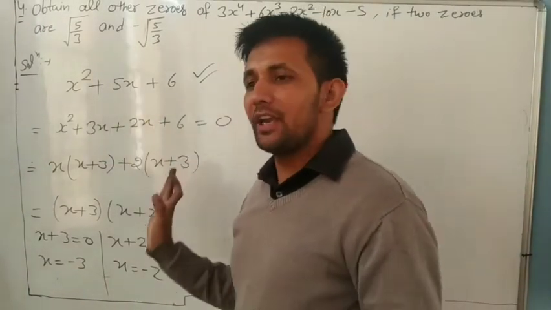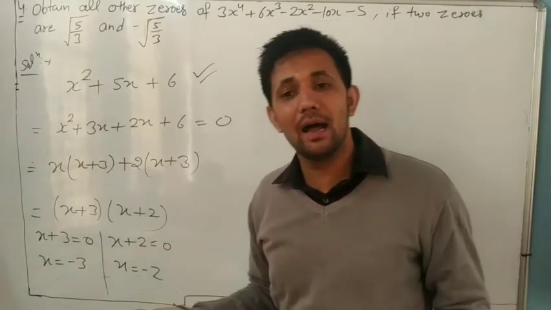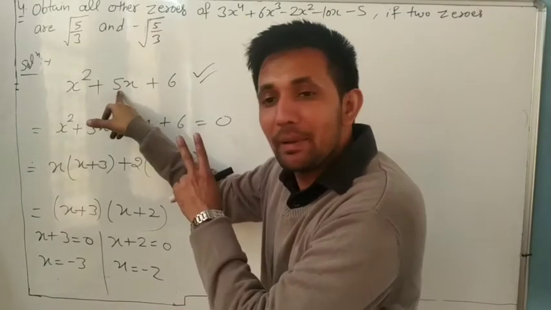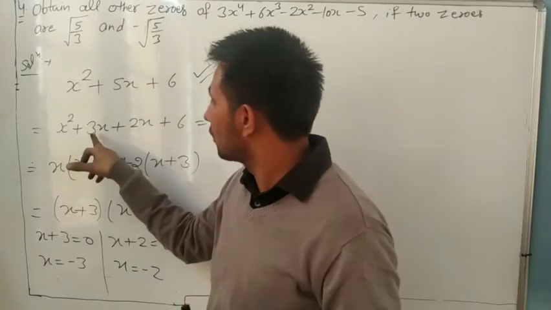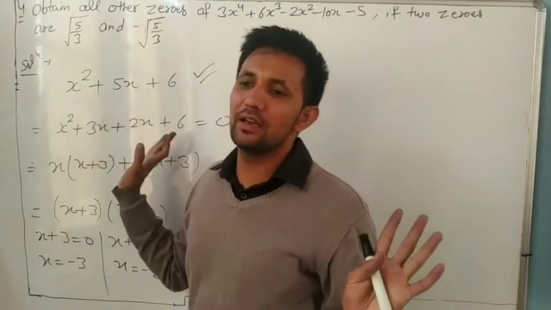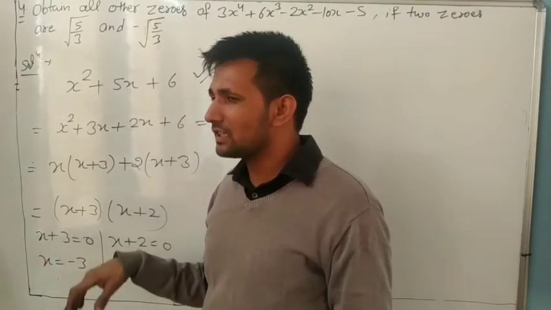If it is a quadratic polynomial, I have already told you we will split the middle term. Split the middle term whose middle number is 5 and multiplication is 6 into 3 and 2, so 3 into 2 is 6 and 3x plus 2x is 5x. We have already learned this many times. Okay, so now what is the next step?